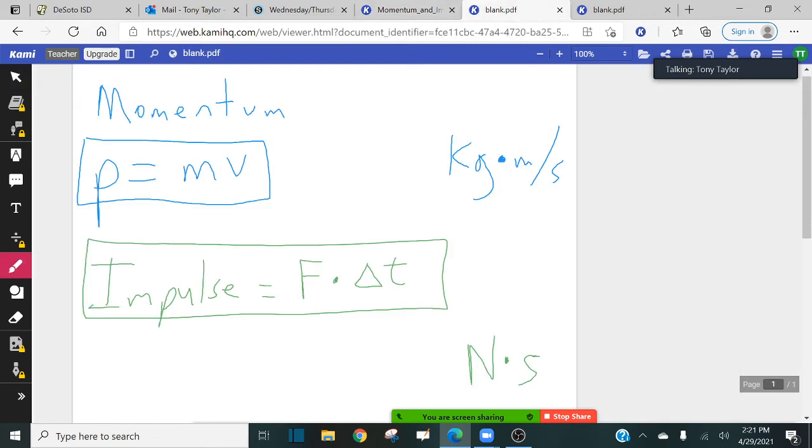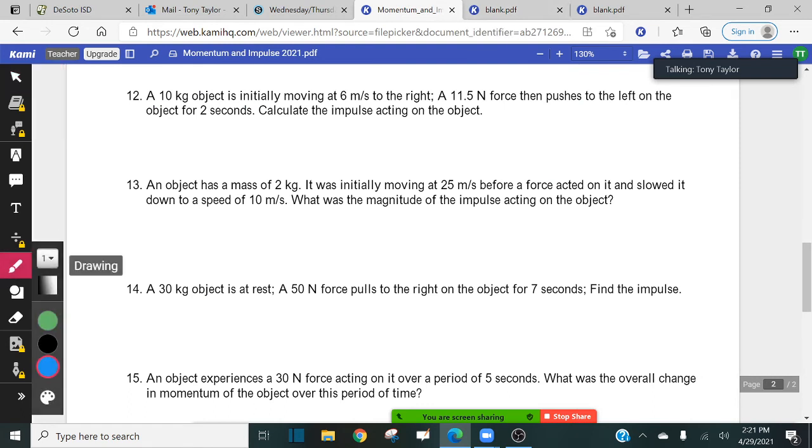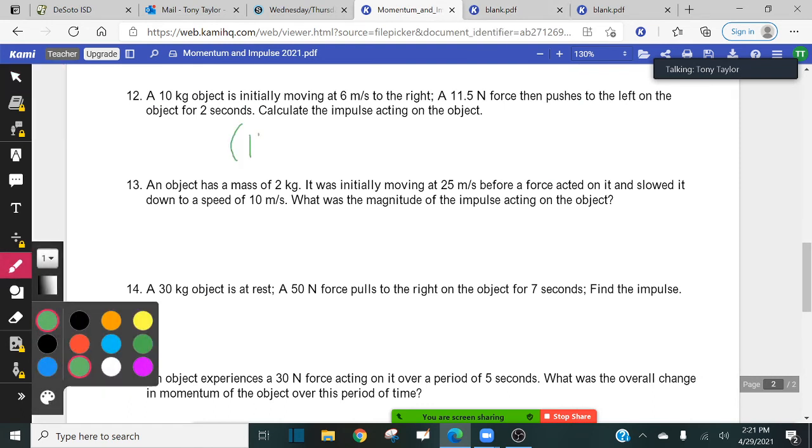So we already know that impulse is equal to force multiplied by some time interval. So the force here is 11.5. The time interval is 2 seconds. Okay. And we're asked to calculate the impulse. So 11.5 times 2, turns out that gives me 23 Newton seconds.